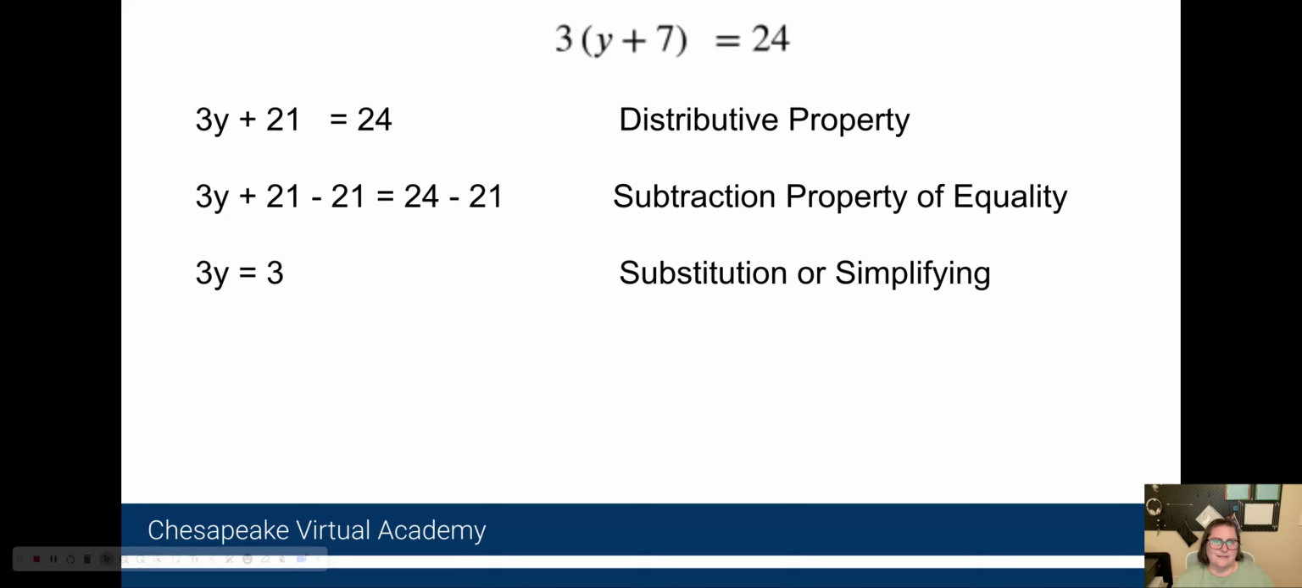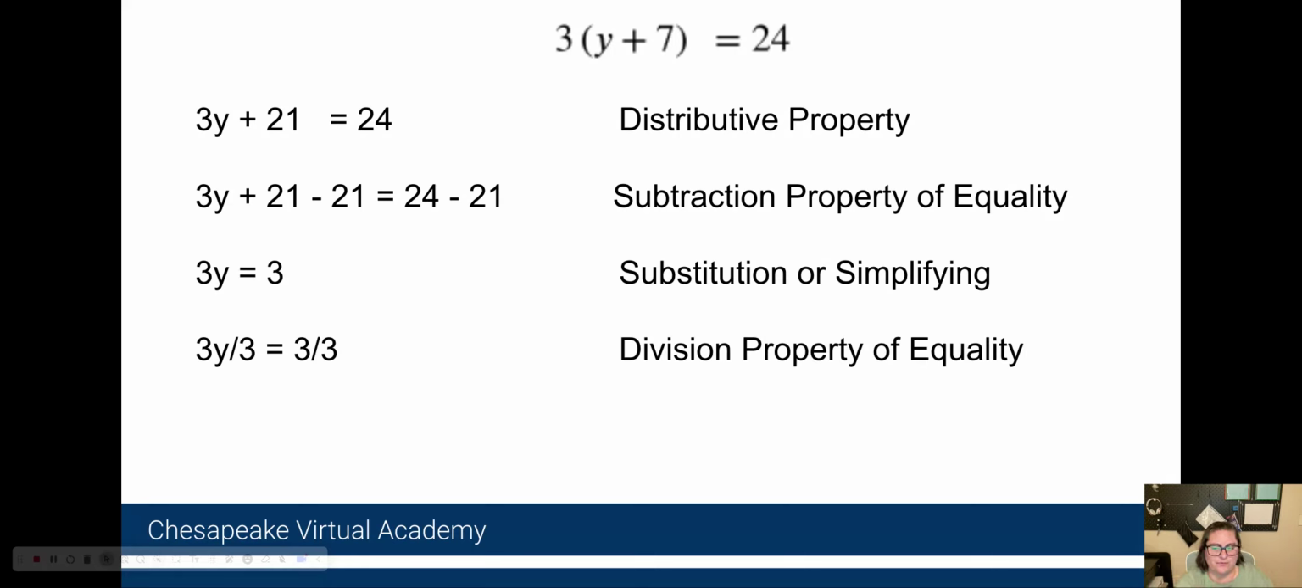Now, after we've done this, our goal is to still isolate that y. So we're going to divide by 3. When we divide 3y by 3, we get y, and when we divide 3 by 3, we get 1. That's our division property of equality, followed by our substitution or simplifying property.